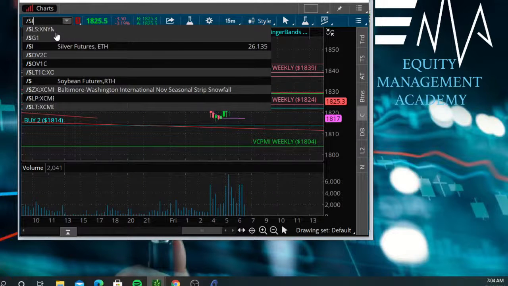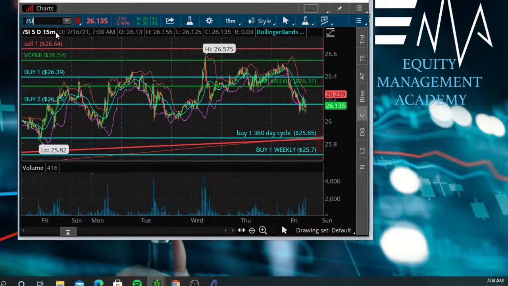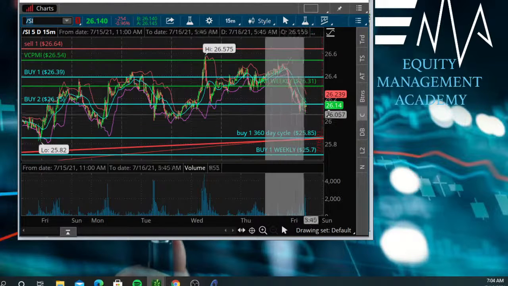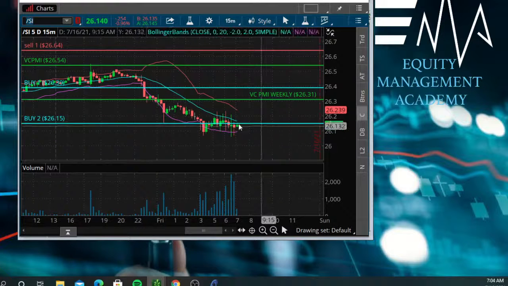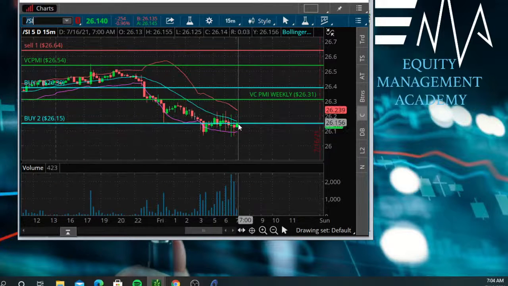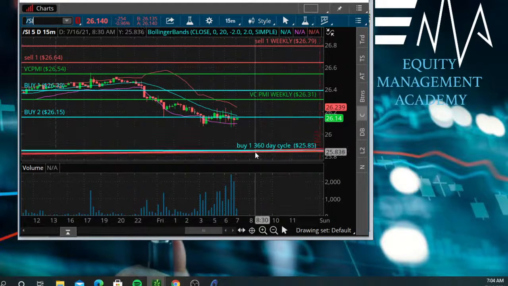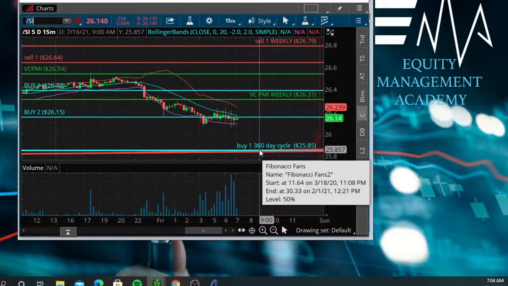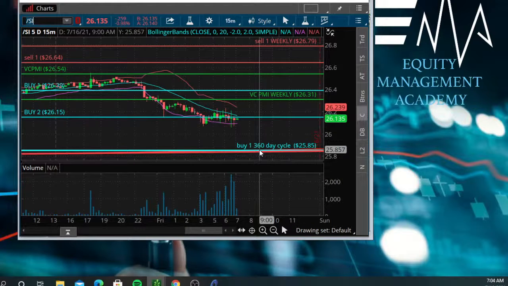Let's take a look at silver here. The silver market is a little weaker this morning, highly volatile, and it's in the buy 2 area. It's activating a trend alert. A close above 26.15 is going to activate a buy trigger. Right below 26.15, we have the 360-day cycle of 25.85. So silver is in an area of support as well.